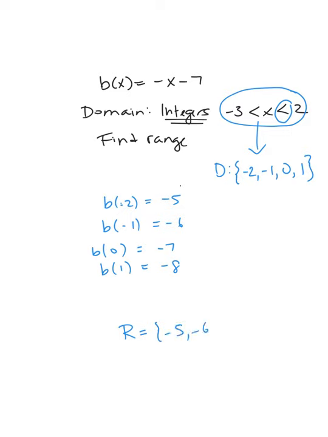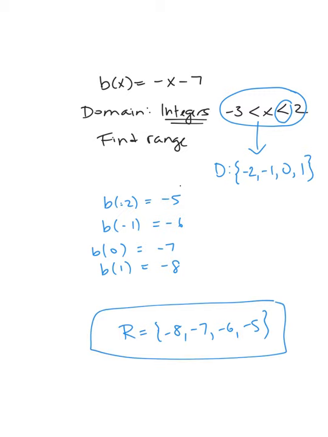And you should list them probably in order from least to greatest, but I won't take off points if you don't. So that would be negative 8, negative 7, negative 6, and negative 5. And that's it. Again, no decimals or anything, so you can't use an inequality for your answer. You have to list them individually because of the fact that they're integers.